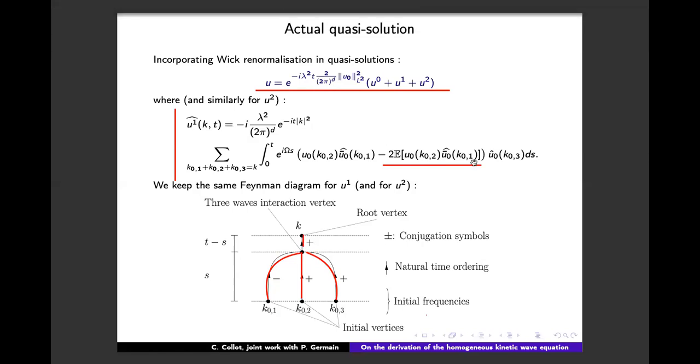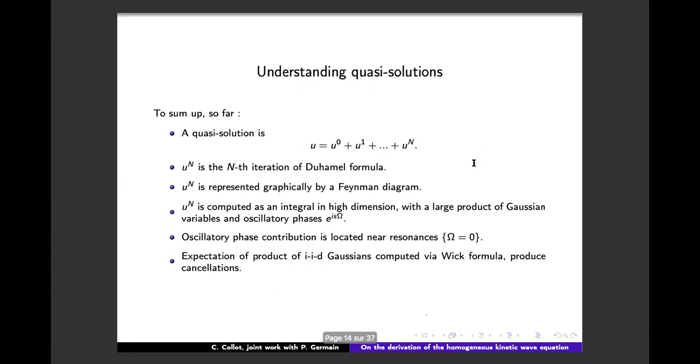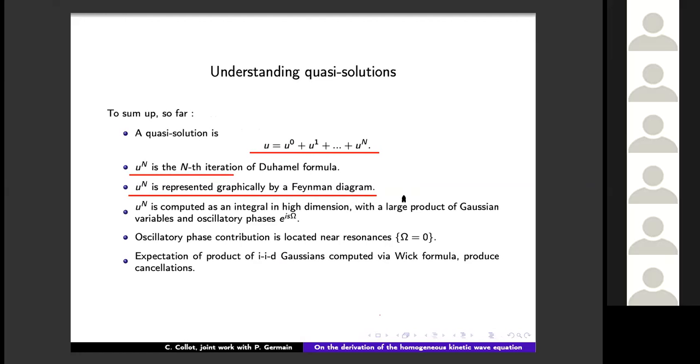Okay, so I hope that I gave you all a hint of what a quasi solution is, and why I need to renormalize to take out the first nonlinear effects which are not interesting. And now I'm just summing up what I said. I will take a quasi solution of this form to understand my dynamics. What I'm doing is just iterating the Duhamel formula. I can represent u_n with a Feynman diagram, so I do little drawings to expand my solution.